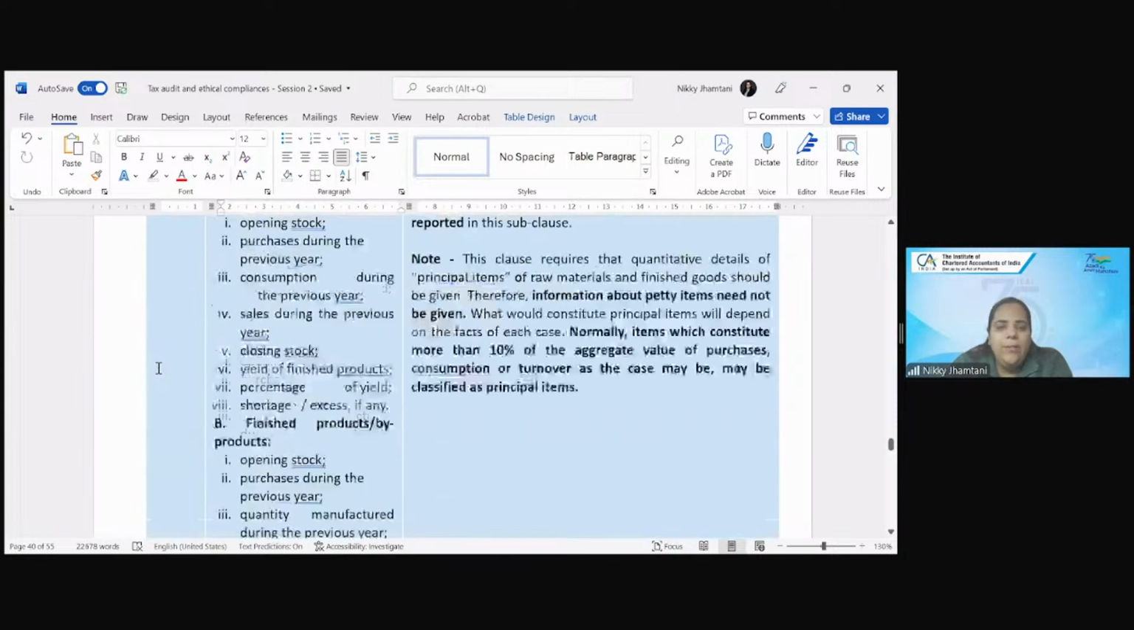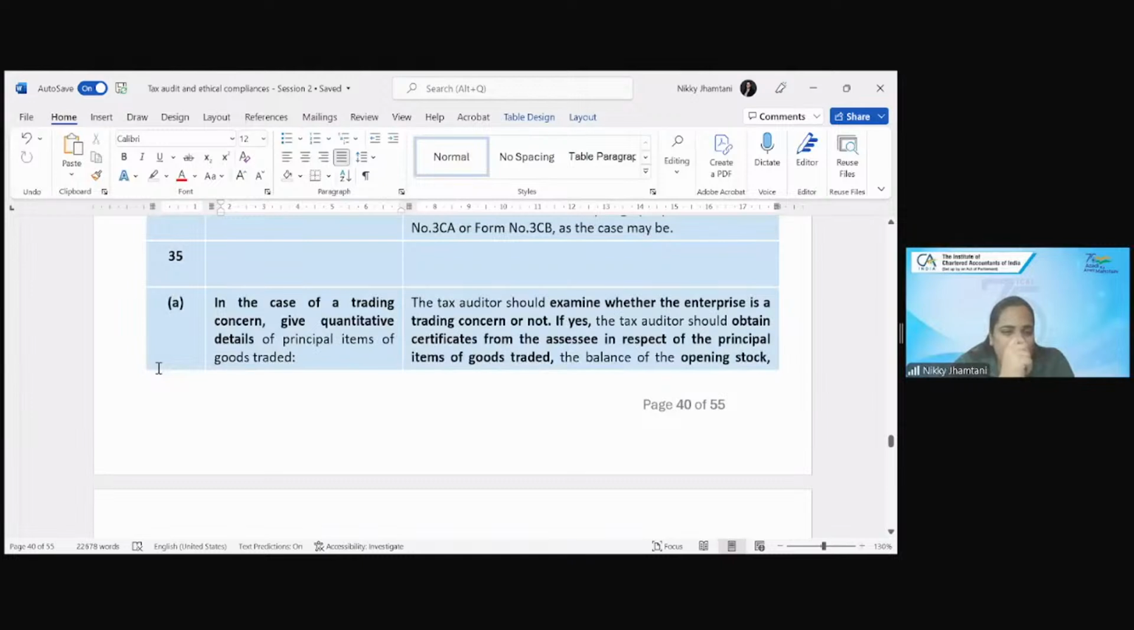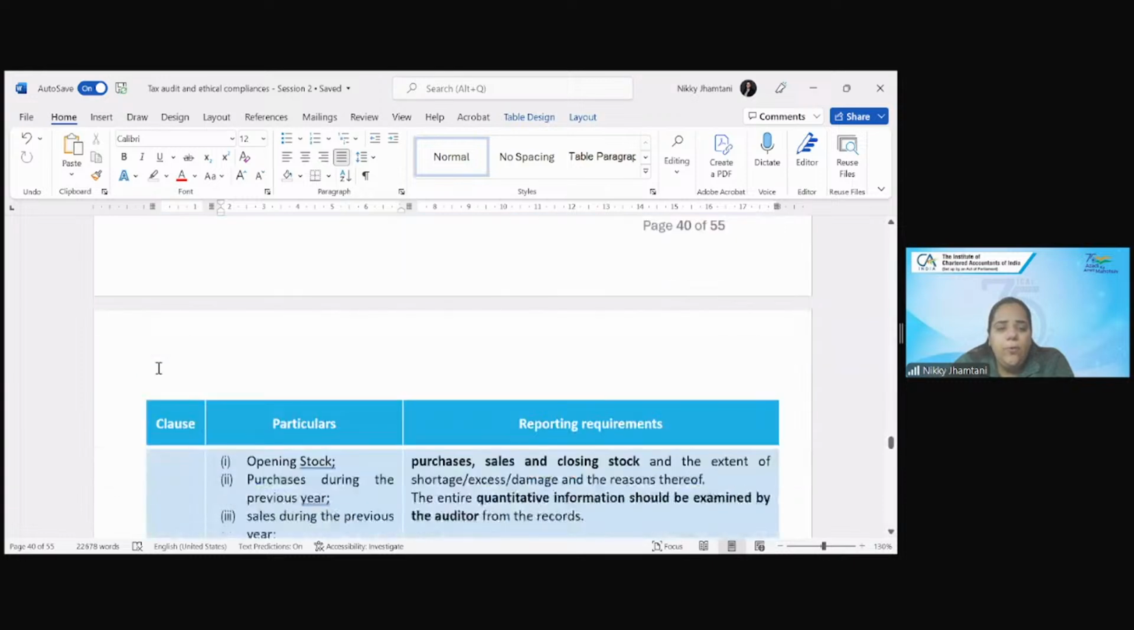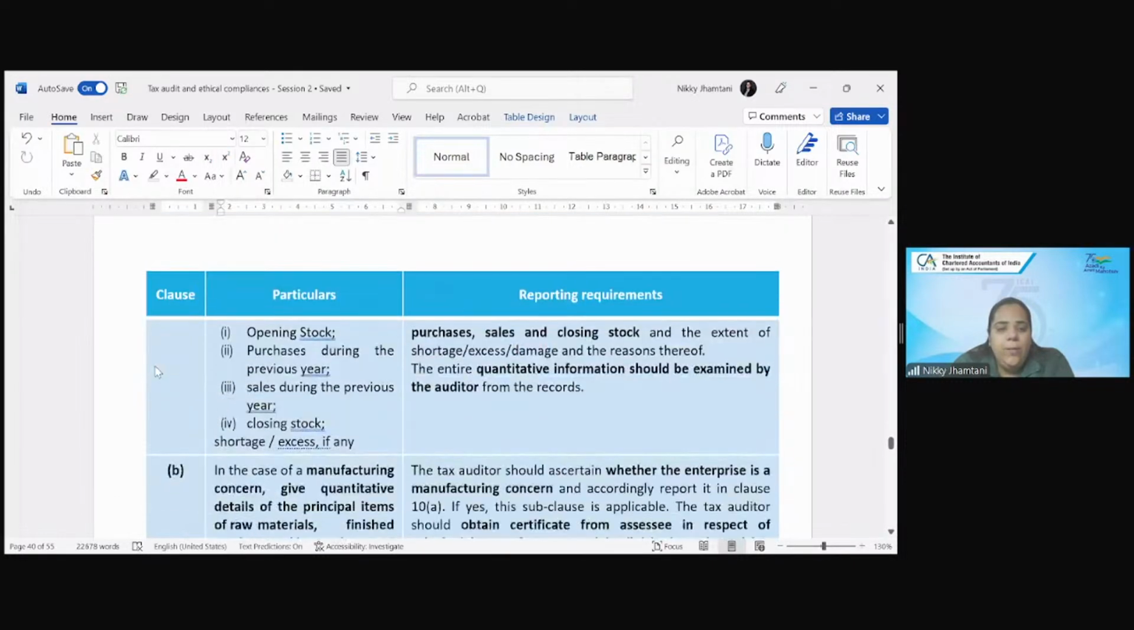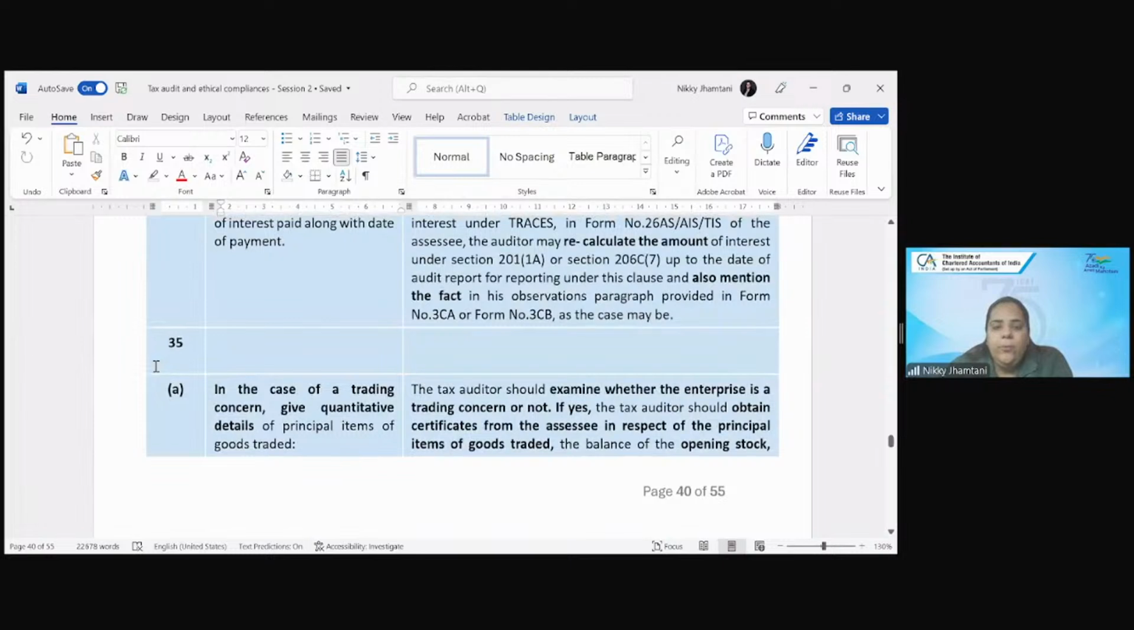Then next is 35. 35 basically deals with quantitative details. So in the case of a trading concern, quantitative details of the following is required, which is opening stock, purchases during the previous year, sales during the previous year, closing stock, shortage or excess if any. So what are the reporting requirements?